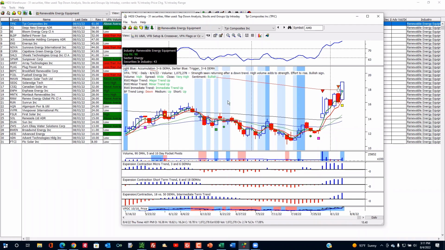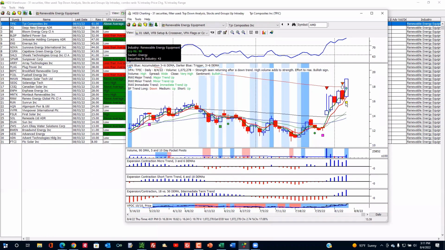And look, what was it up today? Another 17%. And it also has an effort to rise and a strength seen returning after a 1-day downtrend. So I'm using these charts more and more for my analysis because it gives me a quick visual reference of where the accumulation started and where the crossover started.